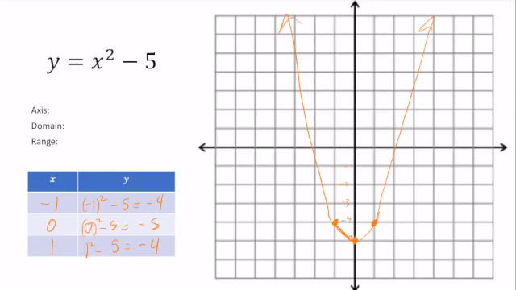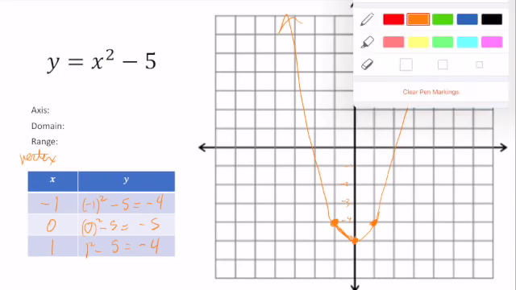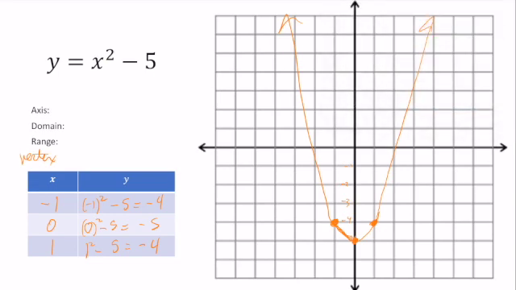You need to have at least 3 points plotted to graph a parabola. What's my vertex? Where does this graph go from having negative slope to positive slope? So here my slope's going downhill. Here my slope's going uphill. This right here is where it changes. So my vertex is going to be the point (0, -5).